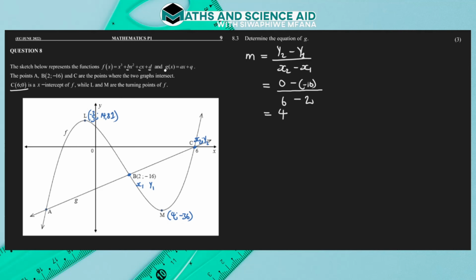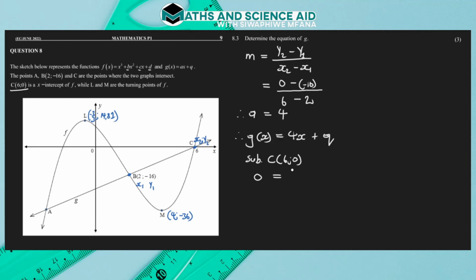But let's just note that on the general equation for G here, they have labeled the gradient with A. So we can just say here, therefore, A equals 4, which means that at this point, the equation for G is 4x plus Q. And what we can do now is, for example, substitute in the coordinates of point C here so that we can find the value of Q, which is obviously the y-intercept.